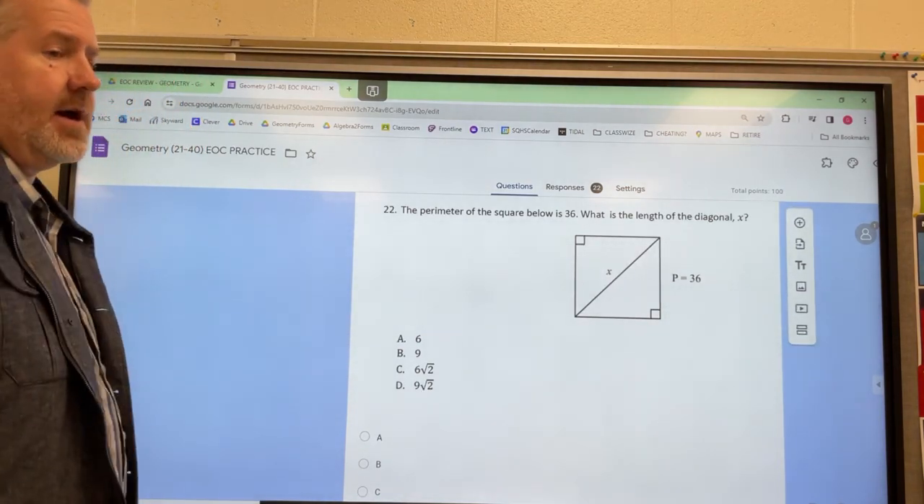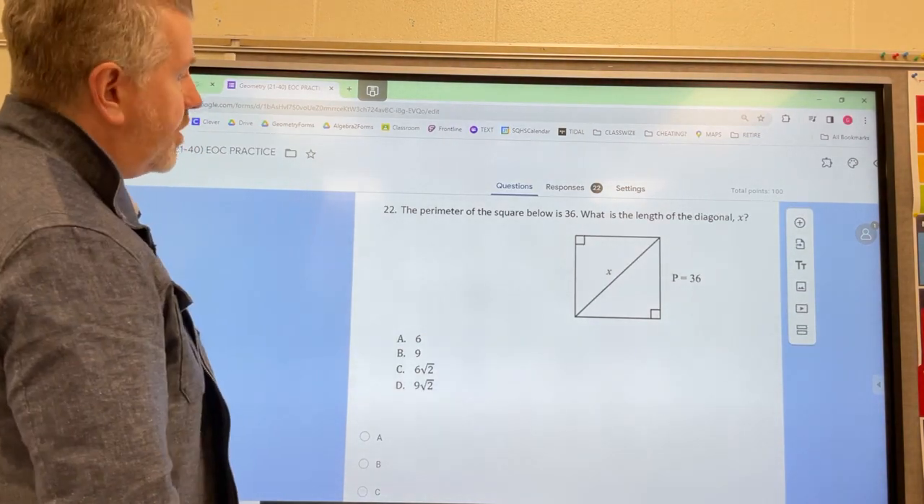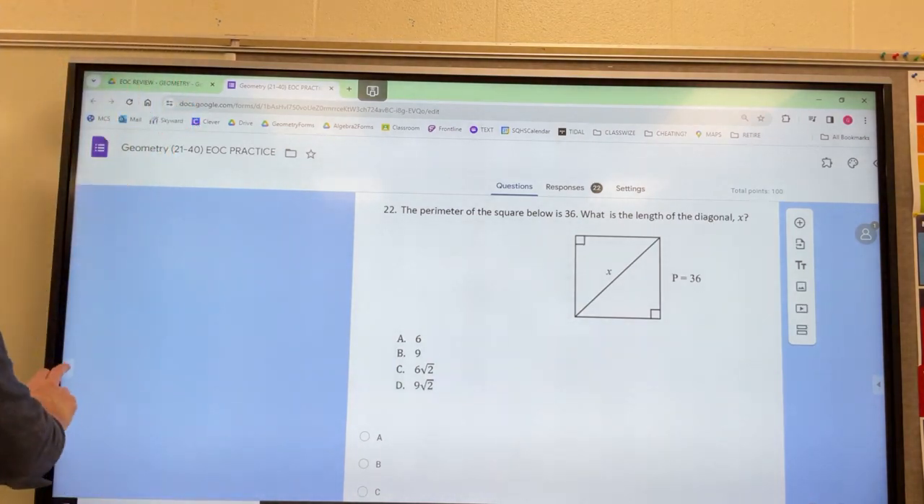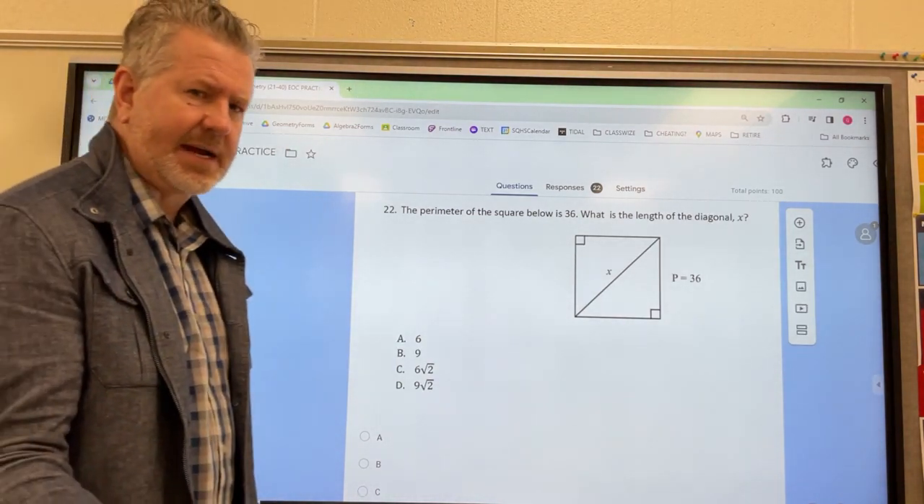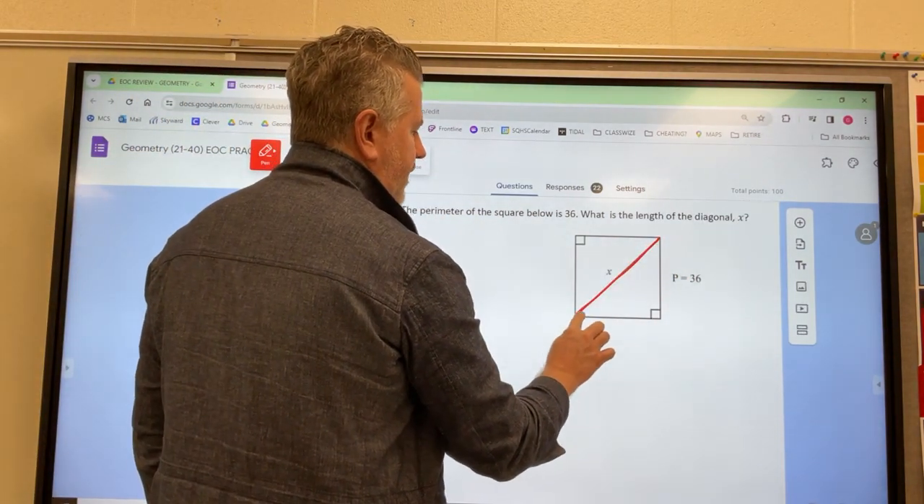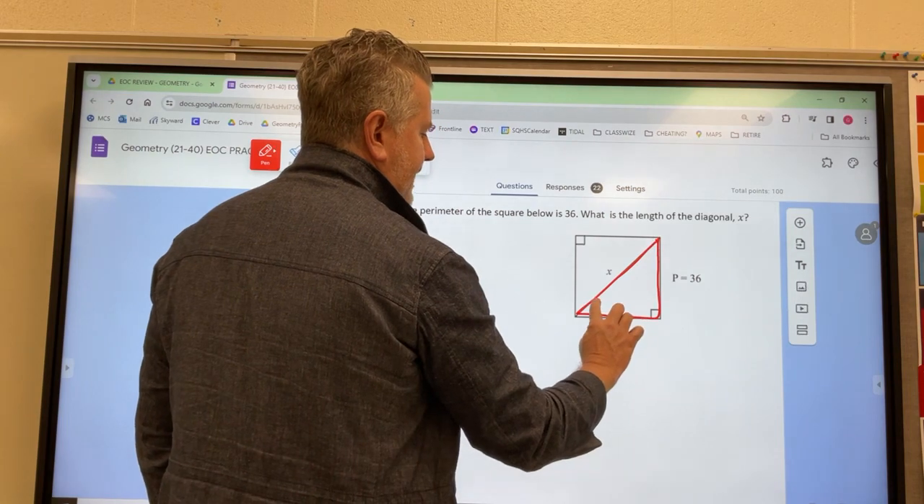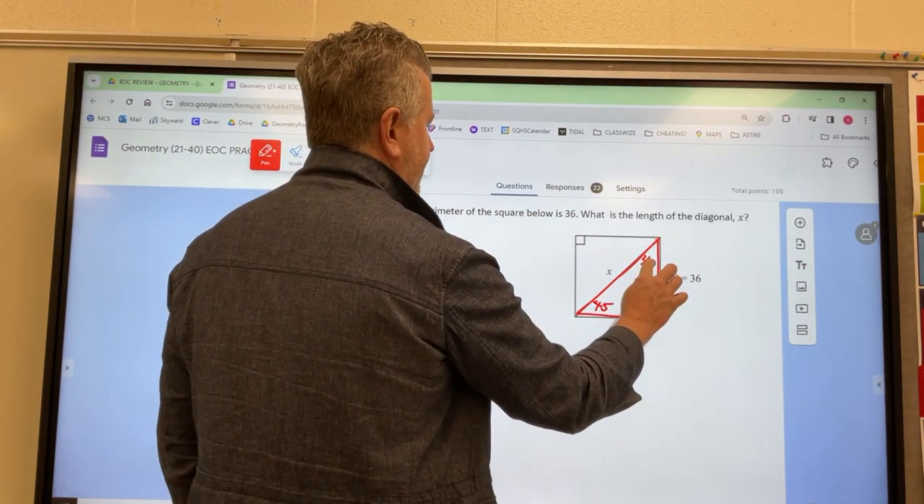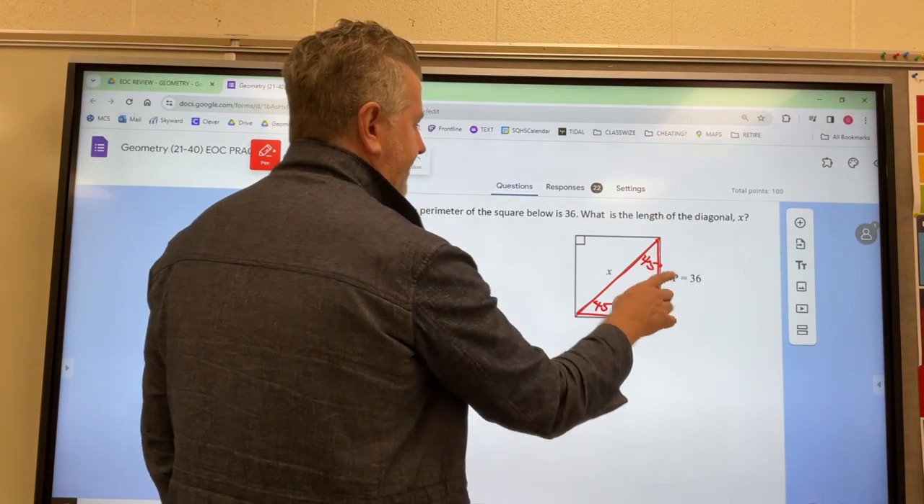This one I'm not even gonna write on the board. The perimeter is 36. What is the length of the diagonal x? I better write on the board. I thought it was asking about the side, but it's the diagonal. So let's dive into this diagonal here. This creates a 30, 60, 90. Oh, sorry, 45, 45, 90. I'm getting a little loopy from recording these videos today. 45, 45, 90 is right there.